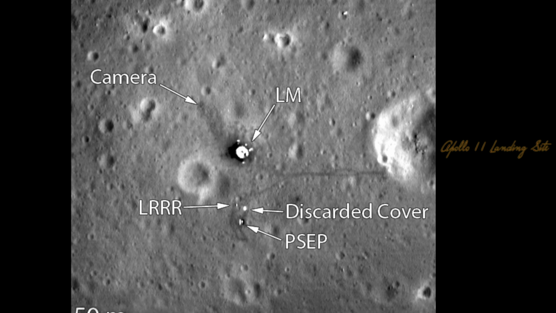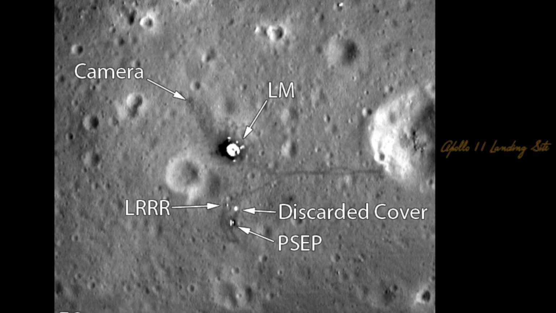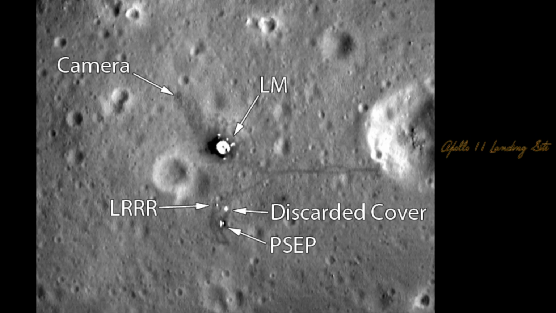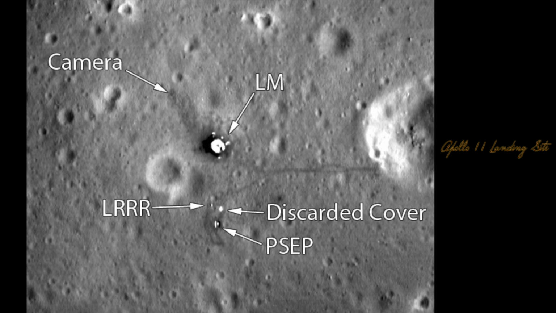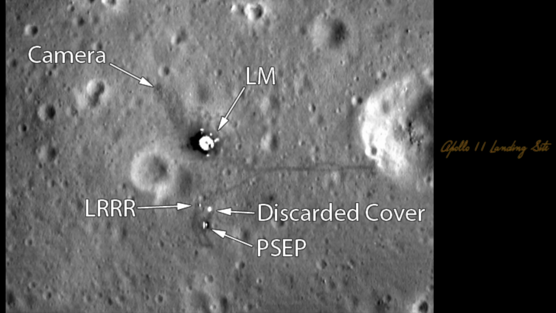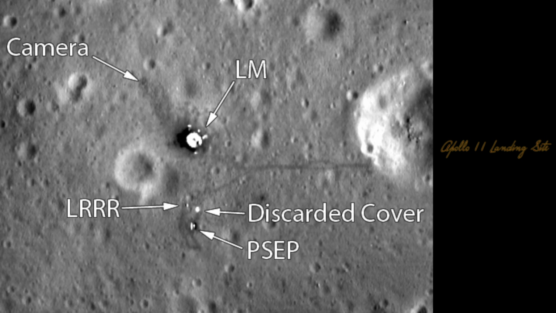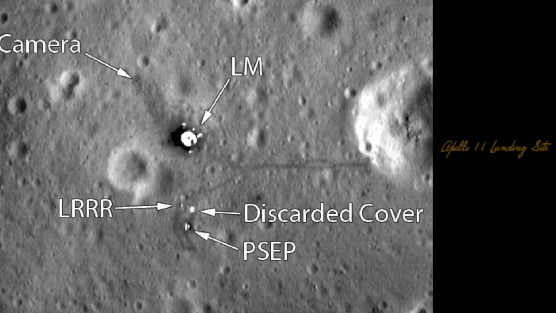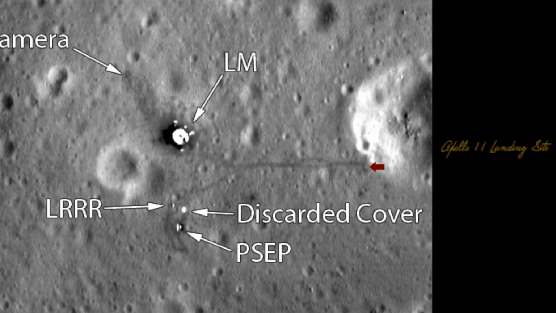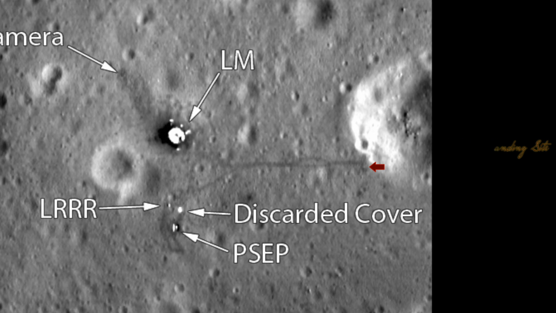This is the Apollo 11 moon landing. We're looking at some amazing details. Are they real or not? We're going to try to find out with my own telescope, going in with live footage from my 14-inch, to see this exact spot and see if we can see anything. We've got the LRRR, the camera, the LM, the PSEP, the discarded cover, and this is what I want to see: footsteps. A line here of the path they took is right there.